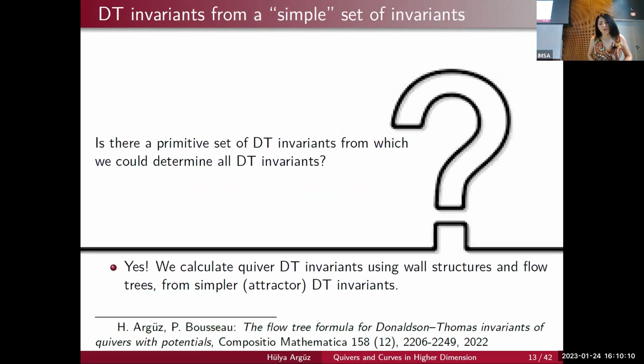So a question that I was asking together with Pierrick is, while these numbers are complicated to compute, is there a way to calculate them out of the data of a simple primitive set of DT invariants? Is there such a primitive set from which we could determine all DT invariants?